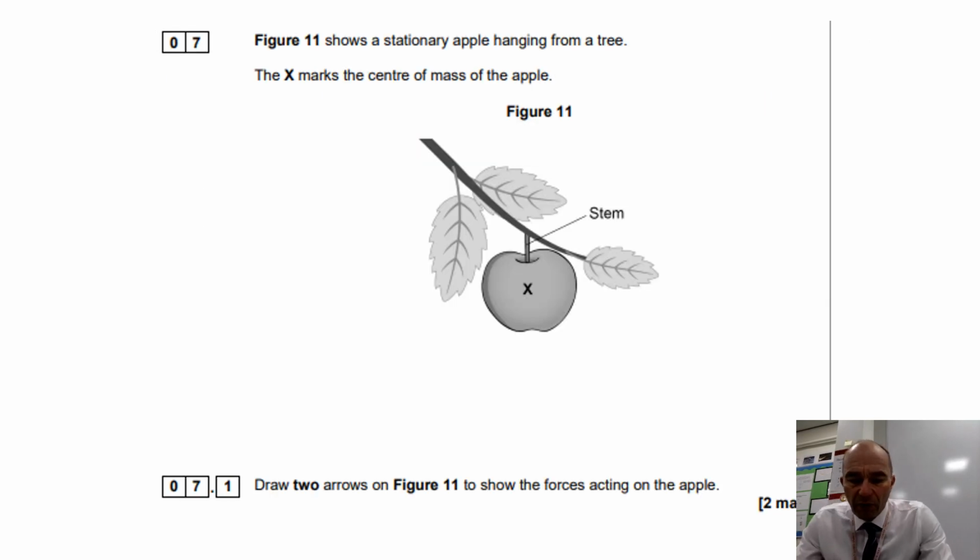Okay, question 7, we've got figure 11, which shows a stationary apple hanging from a tree. X marks the centre of mass of the apple. Draw 2 arrows on figure 11 to show the forces acting on the apple. Now here you've got an advantage because you've got a ruler. Here we're just going to have our first arrow, and our second arrow is going to be going in the opposite direction, but it's going to be of equal length. So equal and opposite forces, the apple isn't falling, so the forces should be balanced.